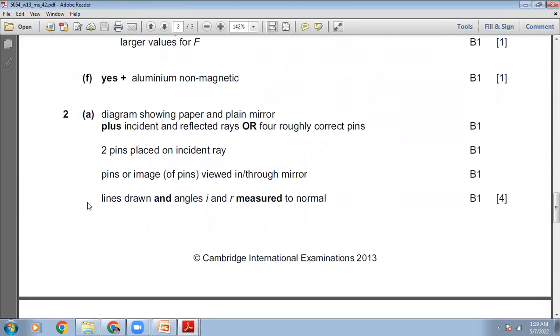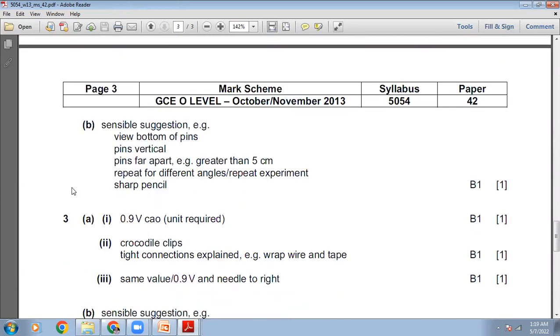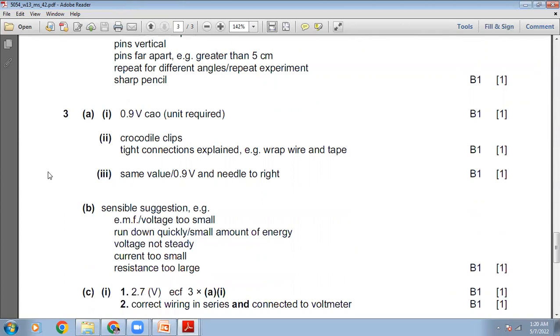Okay, here we have a diagram showing paper and the plane mirror plus the incident and reflected ray, or four roughly correct pins, two pins placed on the incident ray, pins or image of the pins viewed through the mirror, lines drawn, and the angle of incidence and angle of reflection measured to the normal. And a sensible technique, for example, view the bottom of the pins. We have given this: pins vertical, pins apart, for example, greater than 5 centimeters. Repeat for different angles, repeat experiment. Sharp pencil. We also have given this. Okay.